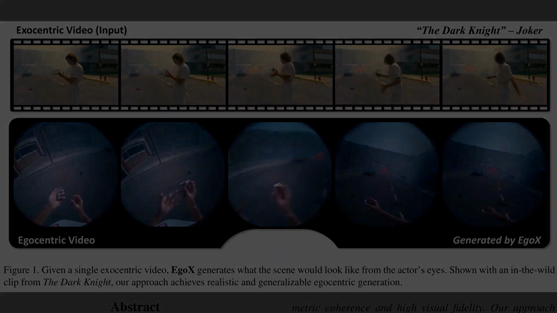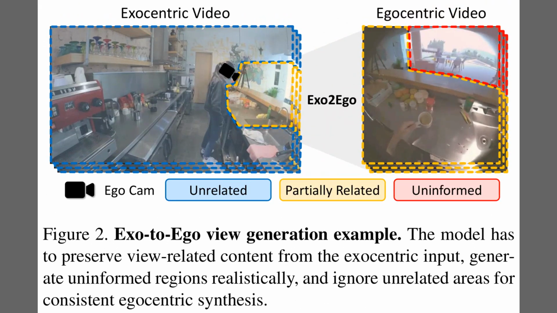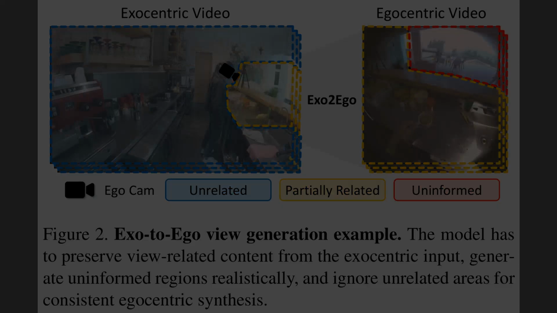Well, Figure 2 spells out why the problem is so tricky. The left exocentric video panel shows a wide third-person view where most of the kitchen, outlined in blue, is unrelated to what the future Ego camera will see. The smaller yellow region marks areas that are only partially related to the eventual first-person view. The right egocentric video panel highlights in red the uninformed regions that the model must hallucinate realistically while still preserving geometry and objects that are actually visible.